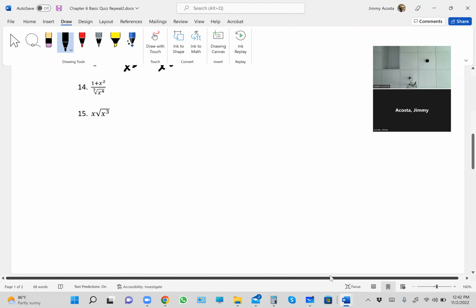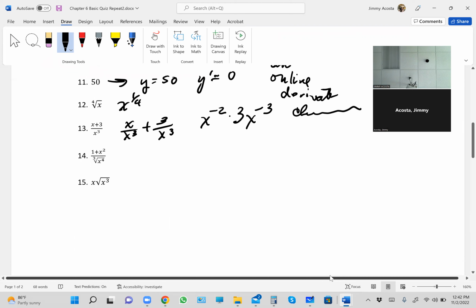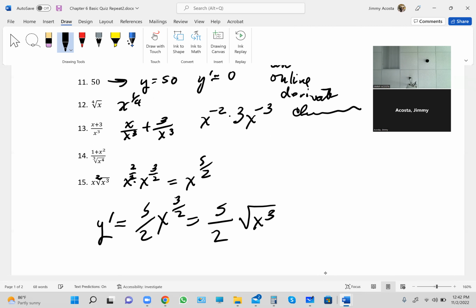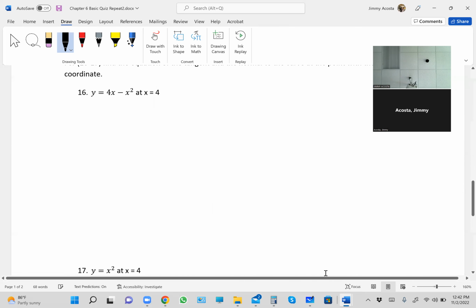I mean, right? So look, like this one, for instance, x times x to the what? 3/2. You gotta realize there's a 2 here that you don't see. And then you go, oh, well, this is a 1/1. Oh, no, this is a 2/2 because 2/2 is the same thing as 1. So it's going to be x to the 5/2. And the derivative of that is 5/2 x to the 3/2. And I don't like you writing like that. You should write like 5/2 square root of x to the third. That's the answer. So this is y prime. And then you should be able to answer questions like number 16 and 17.